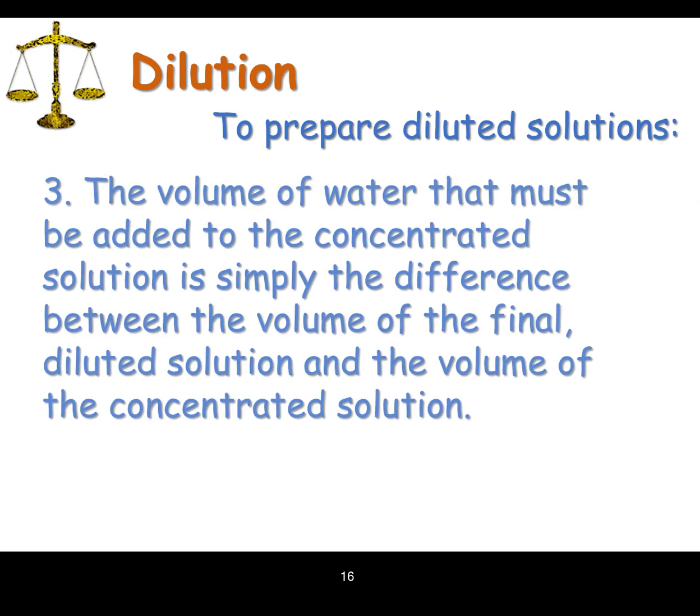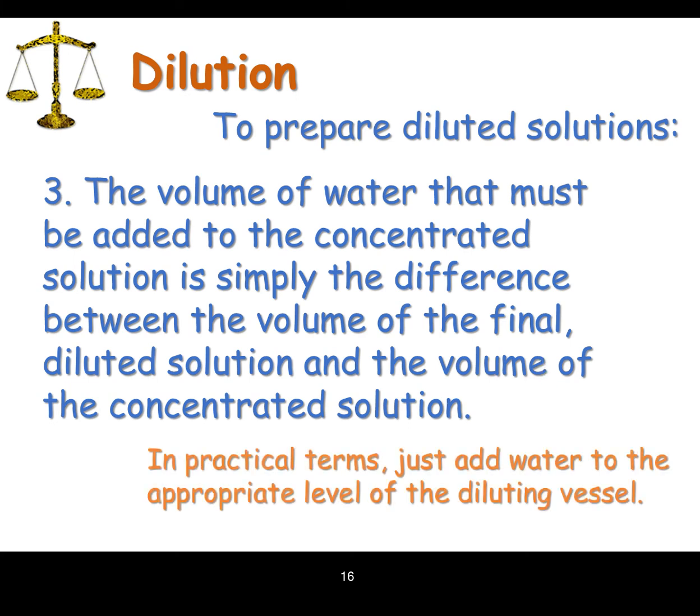Let's go ahead and get into the third thing. The last component, of course, is you have to do a dilution by including water, and the volume of water added is the difference between the final volume of solution and the volume of the concentrated solution that's being added. So in practical terms, you're just going to fill water up to the appropriate level of whatever container you're diluting it in. If you know what the final volume is going to be, just have containers that are large enough to have some kind of a tick mark at that level. Typically we use volumetric flasks, and we'll get into that more later.